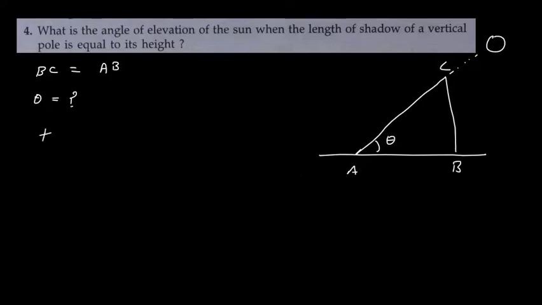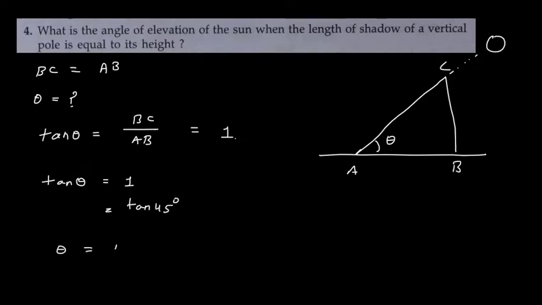Again, the trigonometric function related with AB, BC, and this theta is tan theta. So tan theta is BC upon AB. Now this BC and AB both are equal, so this equals 1. So tan theta equals 1. And we know that tan 45 degree is 1. So from here we can say that theta equals 45 degree.